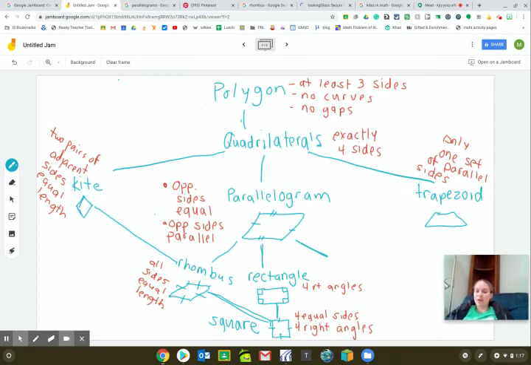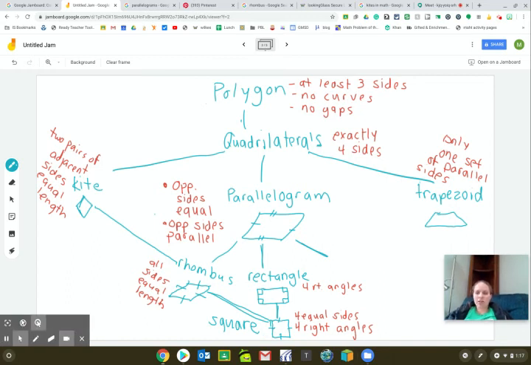So let's follow our hierarchy here. A rectangle is a special type of parallelogram because it has opposite sides that are equal and parallel. Since it's a parallelogram, it is also a quadrilateral because it has exactly four sides, and it is a polygon because it is a quadrilateral. So a rectangle can be called a rectangle, a parallelogram, a quadrilateral, or a polygon. And let's see if we can go ahead and name all of them for a square.